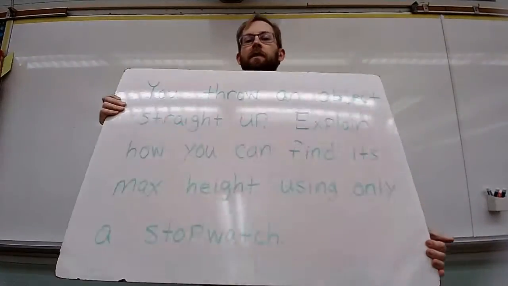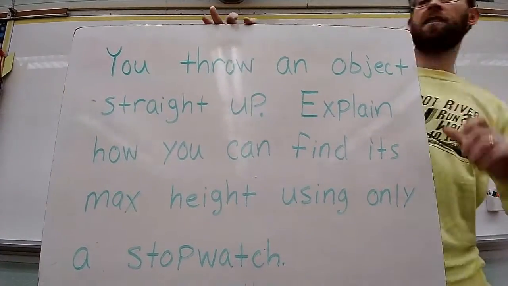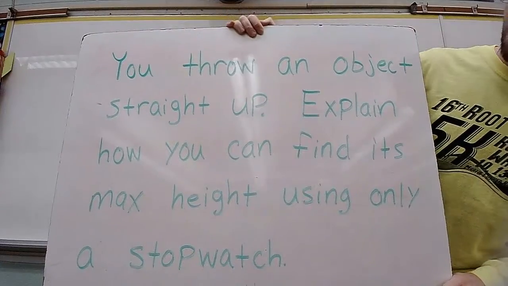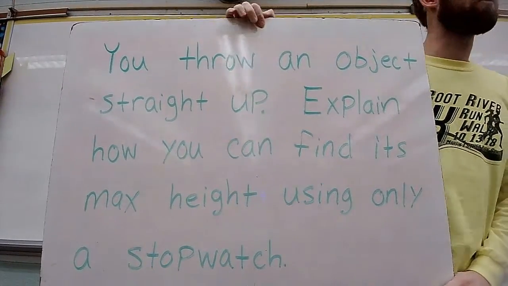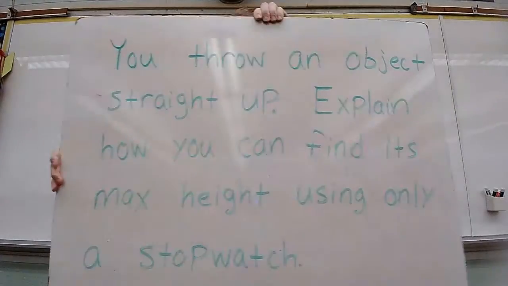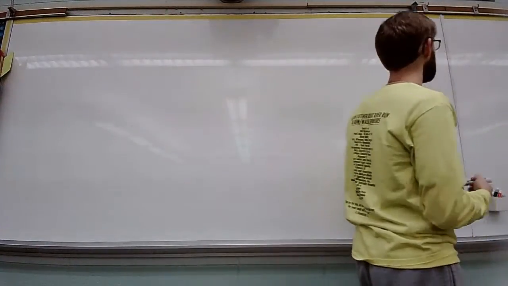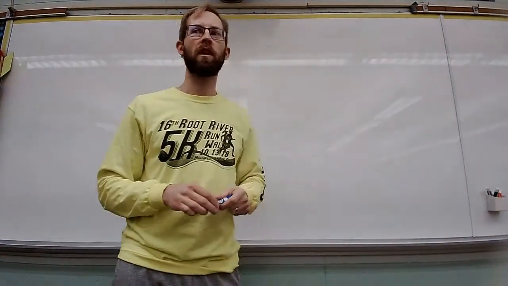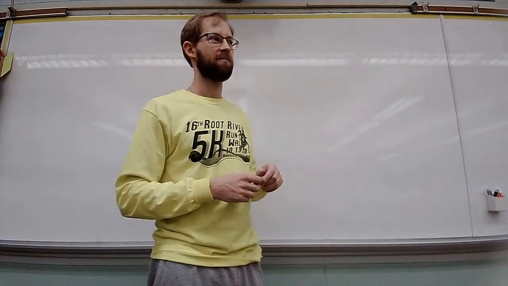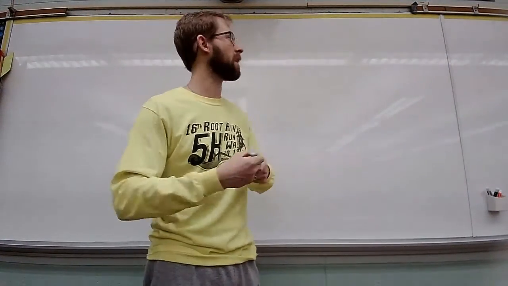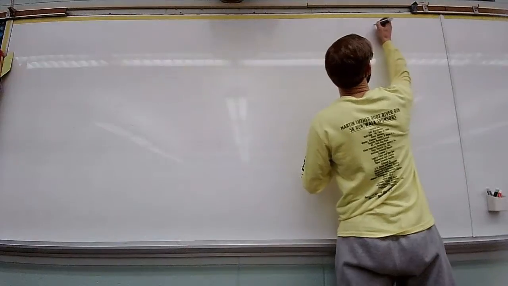Let's take a quick look at the question. We'll be doing an example of this after we go through the homework together. So you throw an object straight up, explain how you can find its maximum height using only a stopwatch. Obviously, you would time it. Any thoughts on which equation you would use? You want to find its maximum height. I'll get those equations written down.